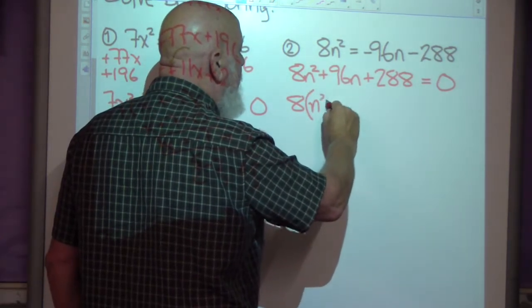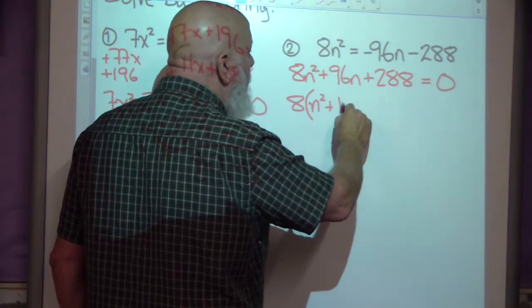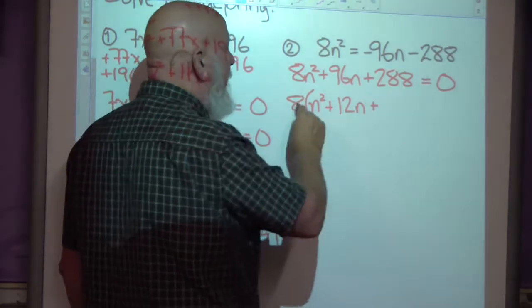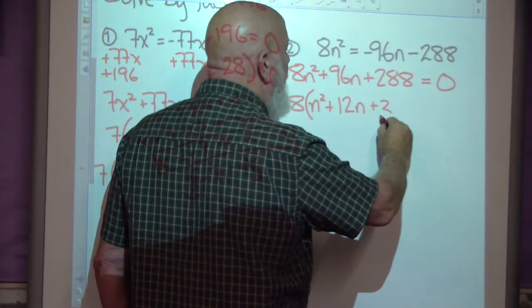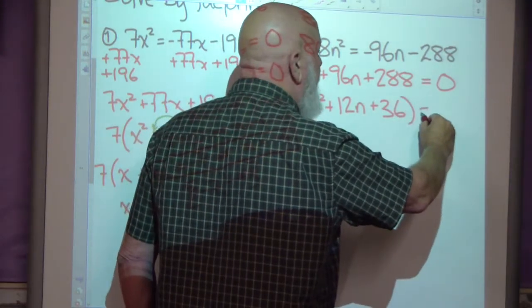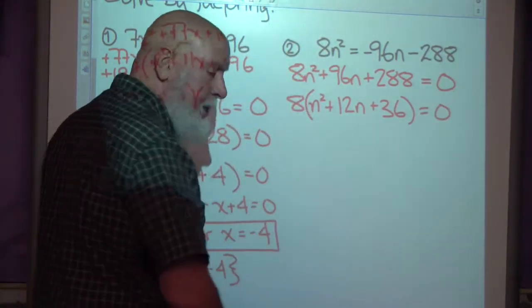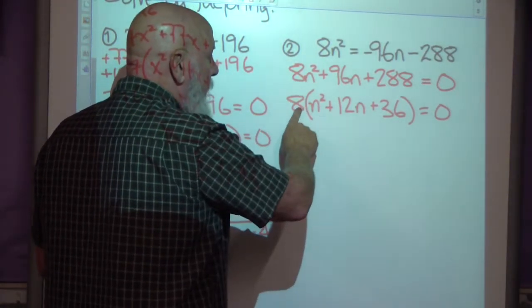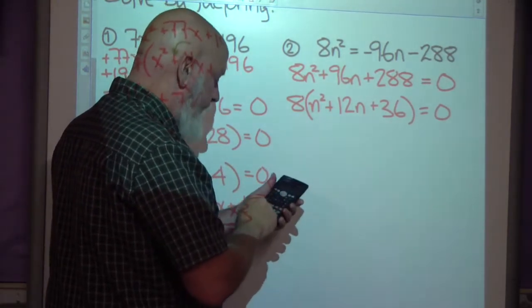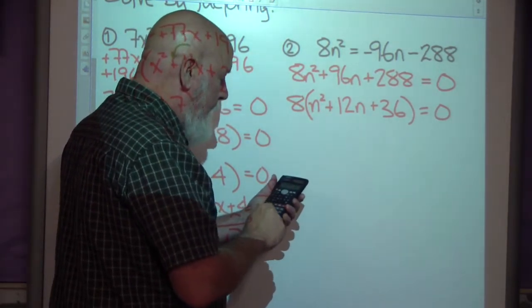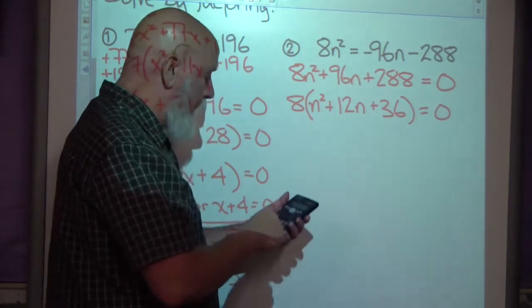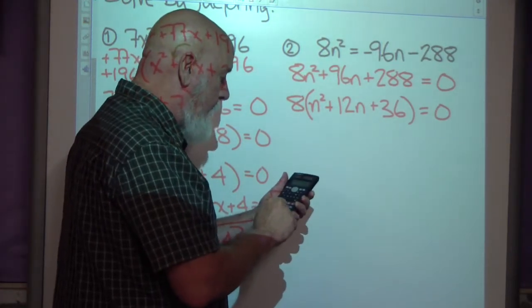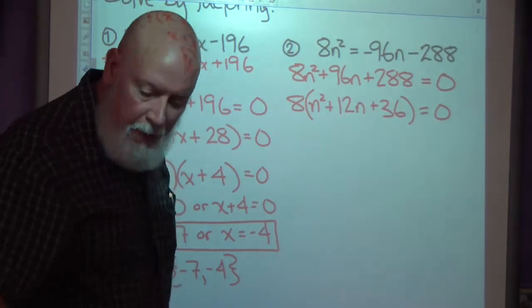This will give me n squared plus 12n, and 8 goes into 288 36 times, I think. Let me check that with my calculator just to make sure. I'm doing a check now, I'm distributing this. 8 times n squared is 8n squared. 8 times 12, I'm nearly certain, is 96. But it's early in the morning and my brain doesn't always work the greatest. 8 times 36 equals 288. So yay, got it factored correctly that far.